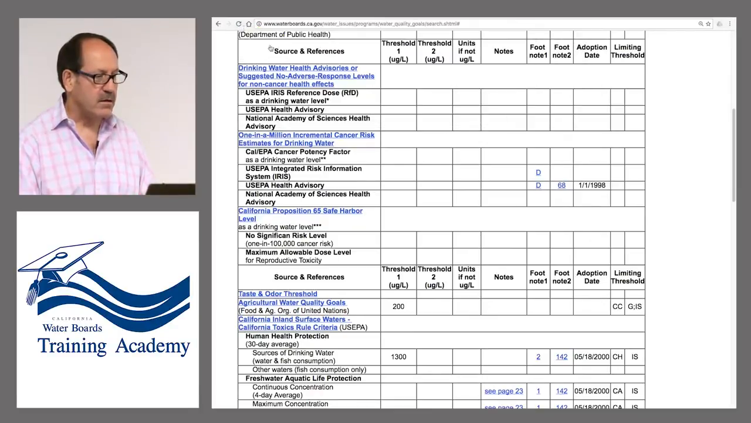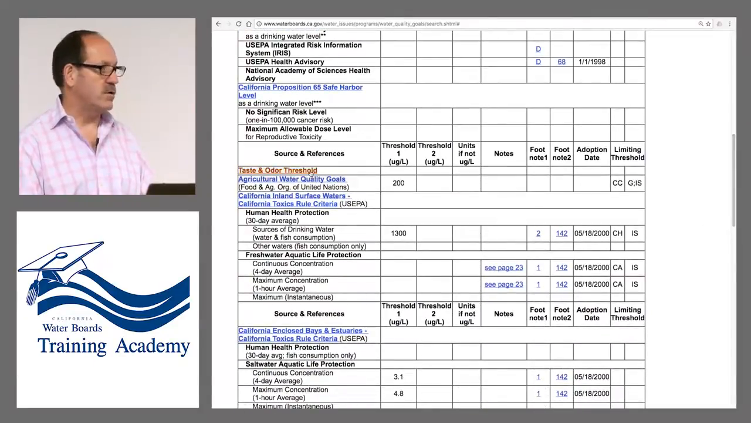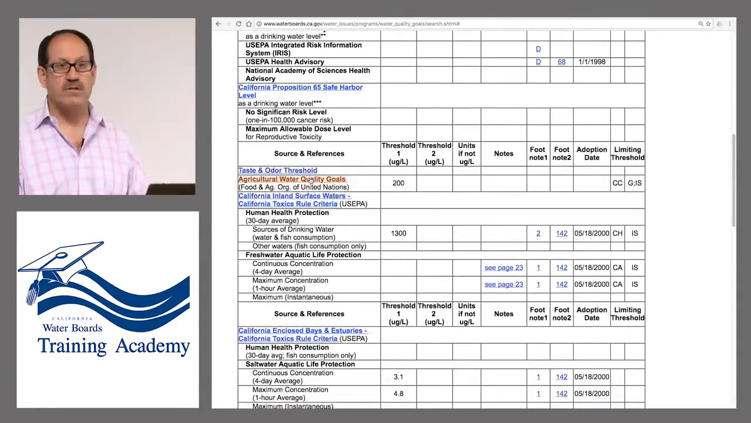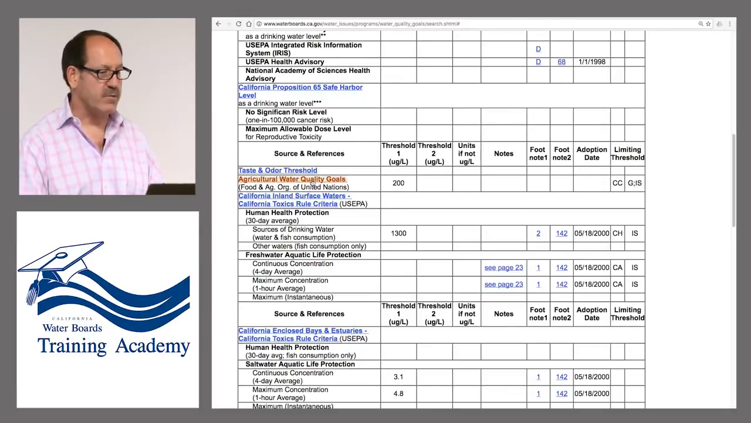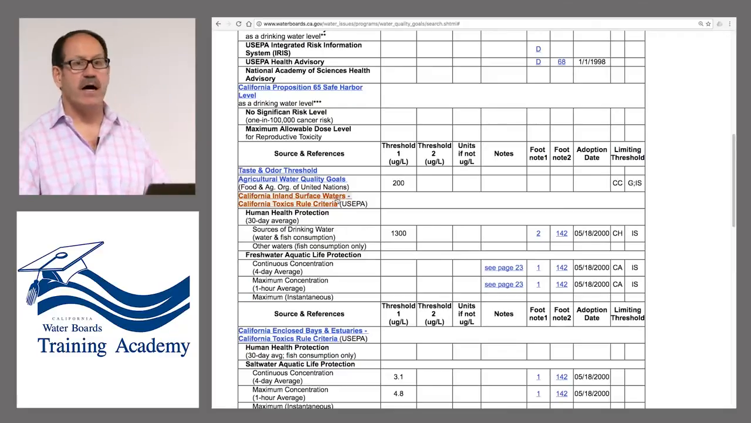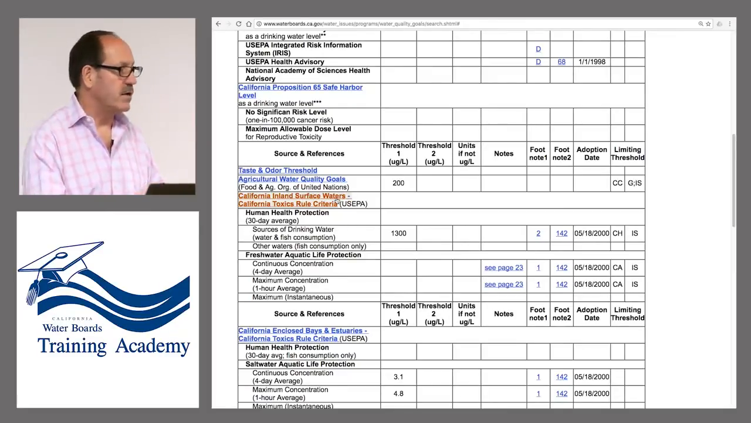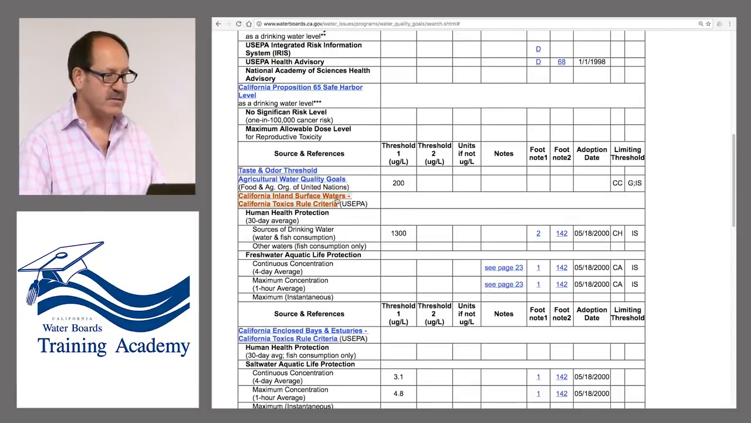Okay. Heading on down the table, taste and odor thresholds. Agricultural water quality goals from that Food and Agriculture Organization of the UN publication. You can see here's that number 200 for ag use. And then we have the CTR and NTR criteria. I've combined them into a single area. If it's an NTR criterion rather than a CTR, there'll be a footnote that tells you that. But in most cases, they're CTR.